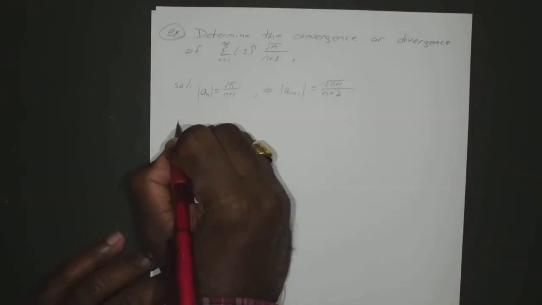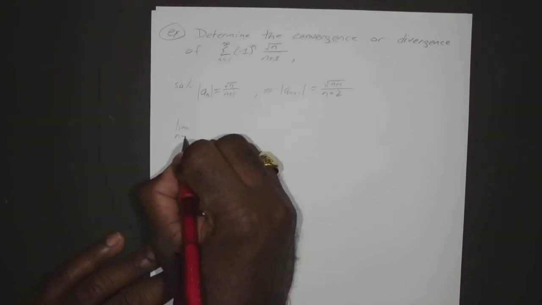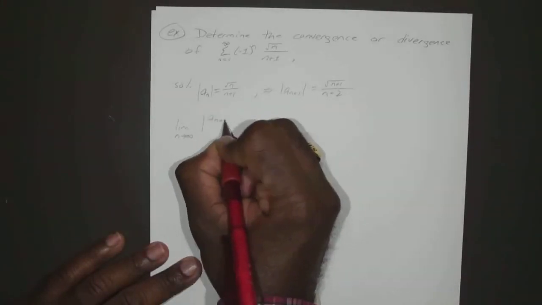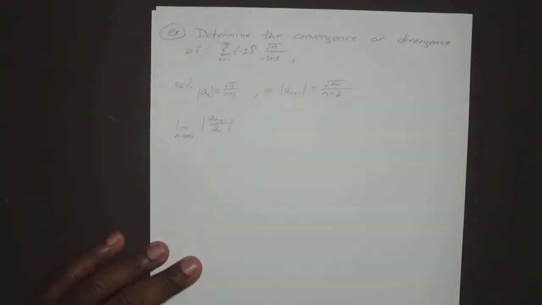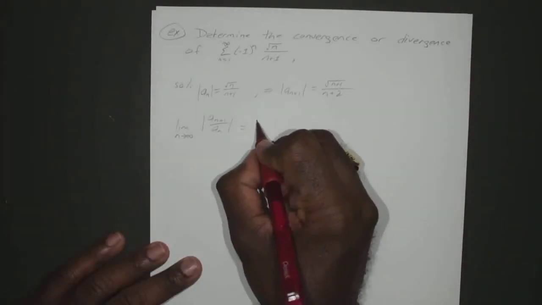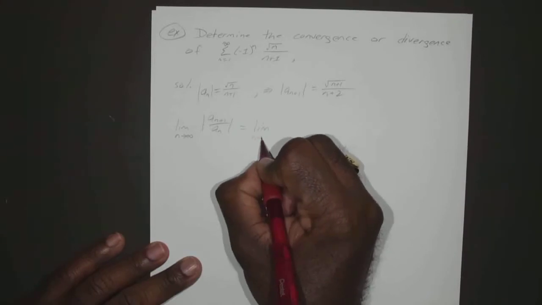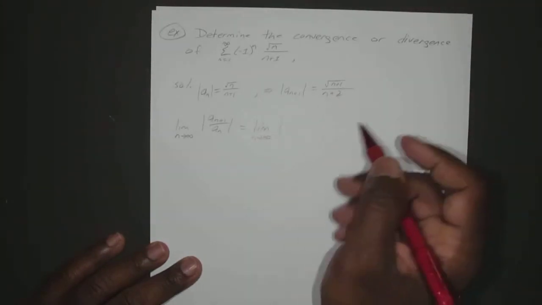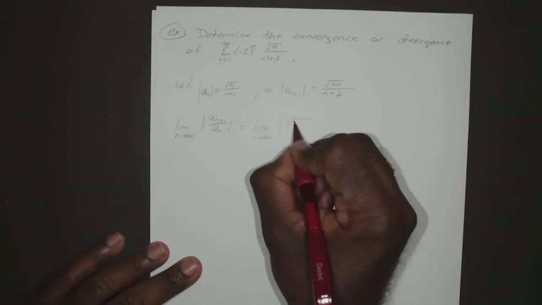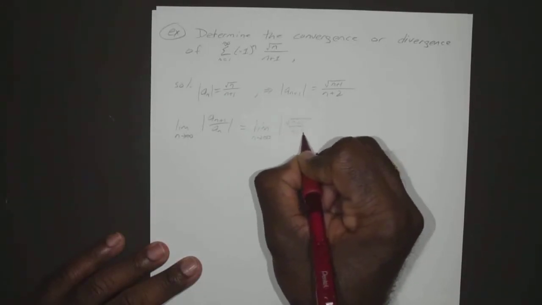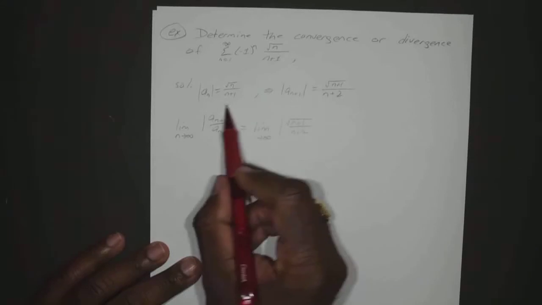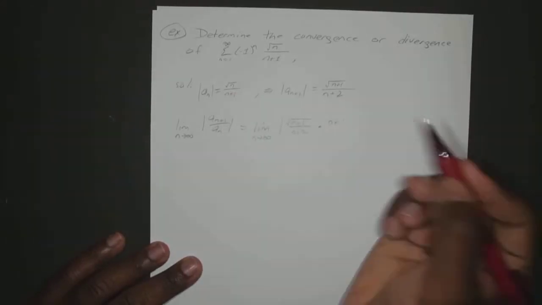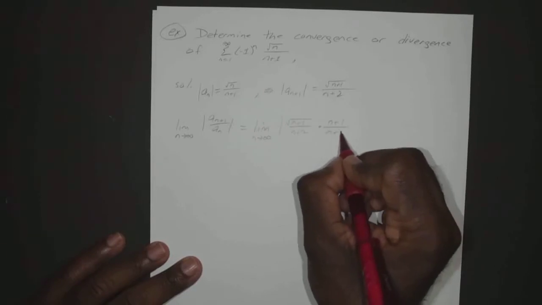Okay, so the limit as n approaches infinity of the ratio of a sub n plus 1 over a sub n is actually equal to the limit of square root of n plus 1 over n plus 2, divided by that, so we just go ahead and flip it, n plus 1 over n plus 2.